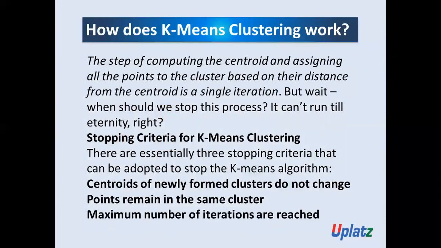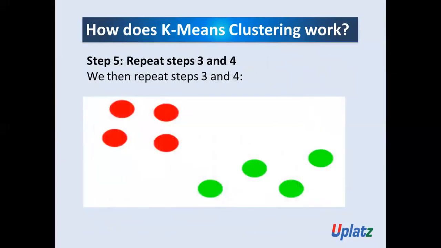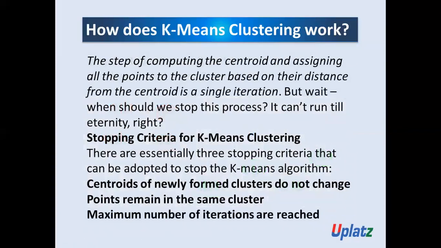So see the stopping criteria for k-means clustering. After this, once you get it, you might choose to have a new cluster, for example, the first one here and the second one here, wherever it is. So what is the criteria to stop k-means clustering? There are essentially 3 stopping criteria that can be adopted to stop the k-means algorithm.